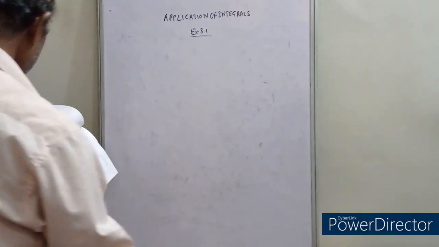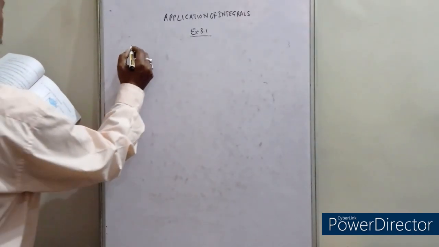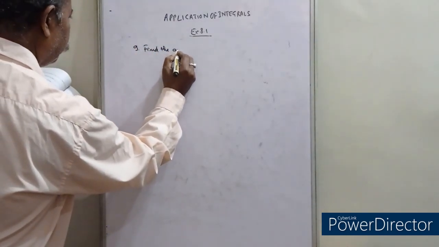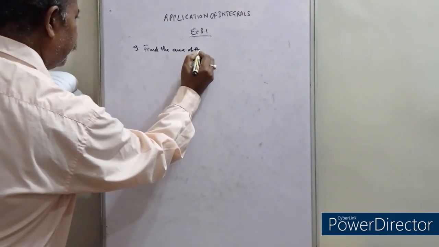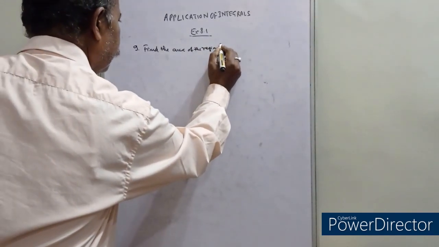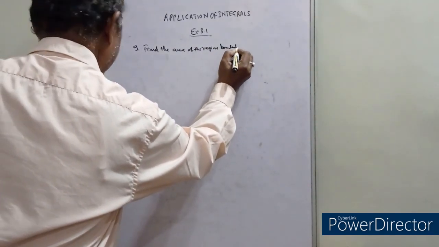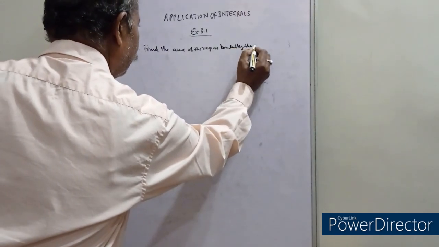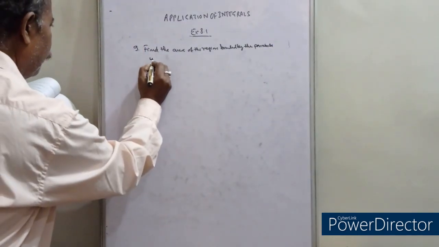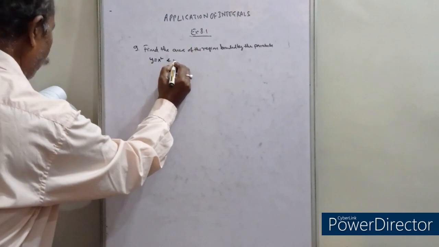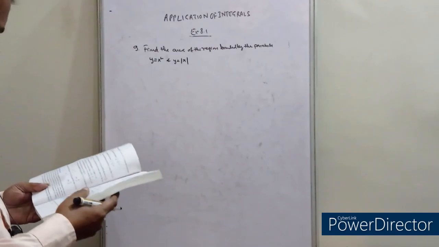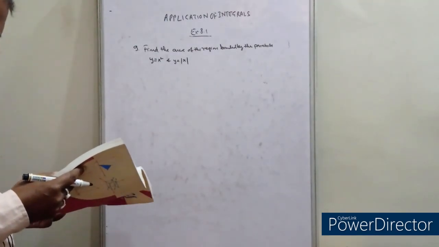So next I am going to question number 9. So here you see question number 9, that is, find the area of the region bounded by the parabola y is equal to x square and y is equal to modulus x. So you have to find out the area bounded by this parabola.